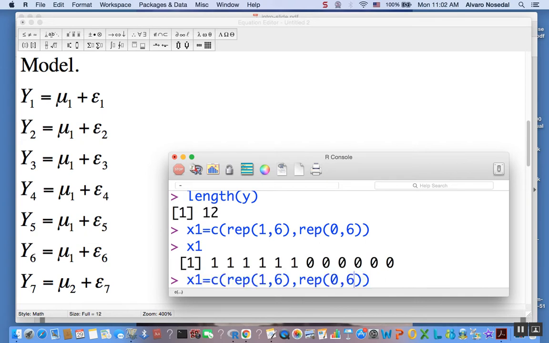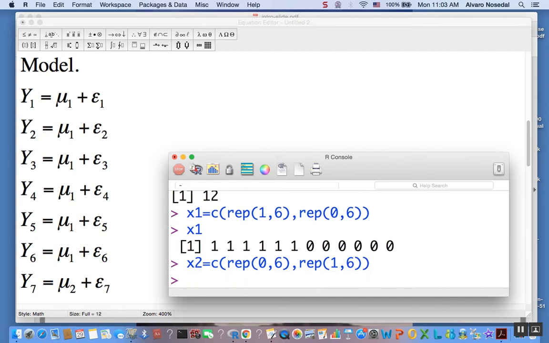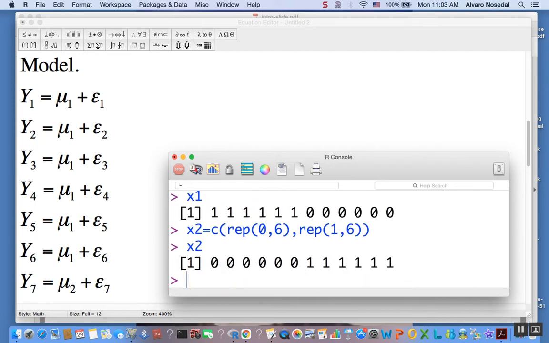Now we are going to do something similar for the second column, but now the first 6 elements of the second column are going to be zeros, and the last 6 elements are going to be ones. Let's see if I have what I want.